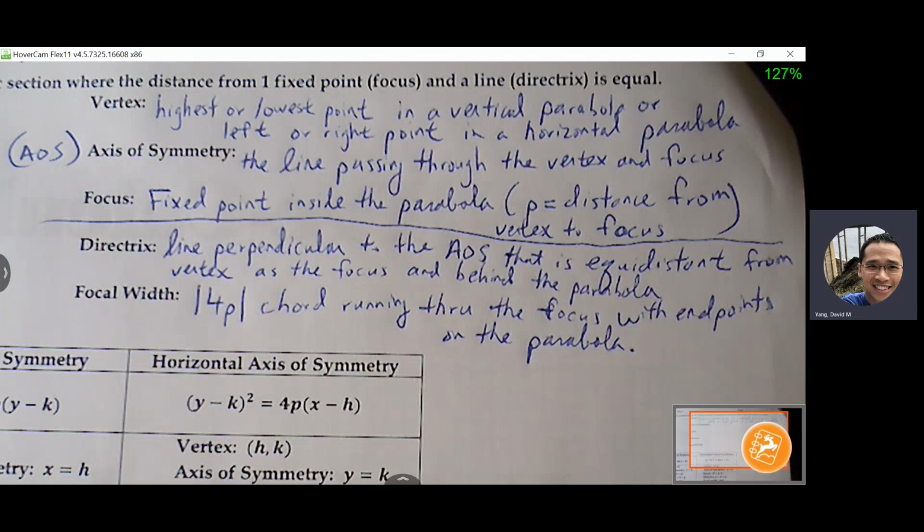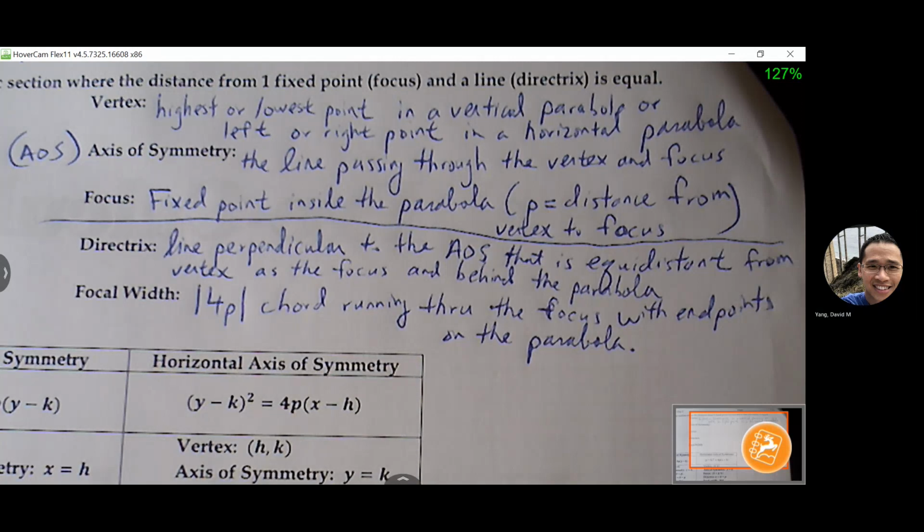Focus is a fixed point inside the parabola, and p is the distance from the vertex to the focus. I'll show you the diagram where all this is sitting. Directrix is the line perpendicular to the axis of symmetry, which I abbreviated as AOS, that is equidistant from the vertex as the focus and behind the parabola. And finally, the focal width, which will help us figure out how wide to make our parabola, is the chord running through the focus with its endpoints on the parabola.